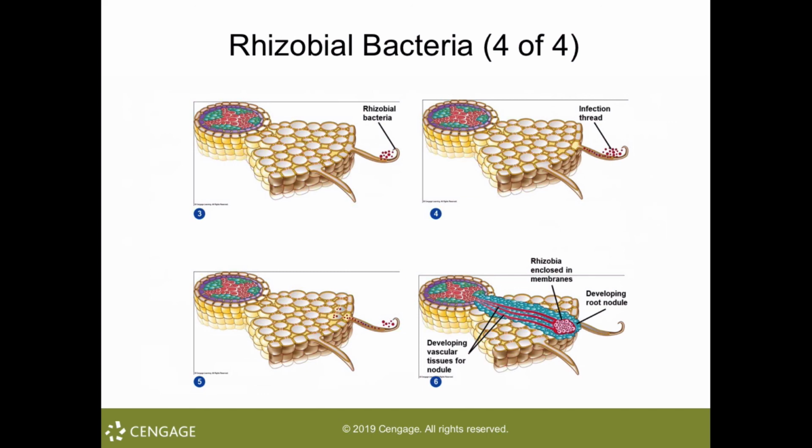This attachment triggers a calcium-dependent signal transduction cascade within root cells that alters gene expression and metabolism, resulting in nodule formation. And please look closely as you see the developing nodule at number 6. The plant hormone cytokinin, which triggers cell division, is involved in root nodule formation.